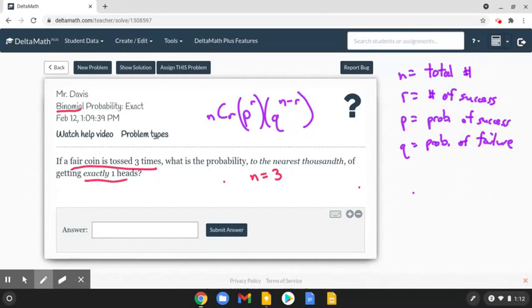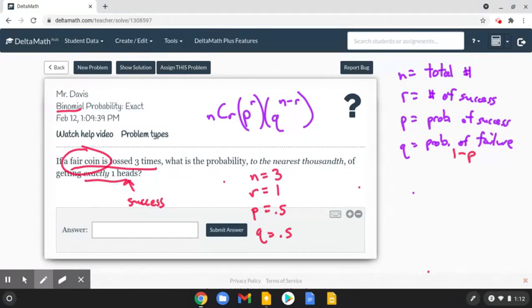So a head is defined as a success. So what is the probability of getting 1 head? That's going to be r. The number of successes would be 1. And then when we think about the p and the q, it doesn't explicitly say it in this problem, but you know that you're flipping a fair coin. So the probability of a success, again, a head is what we define as a success in this case, well, it's just 50-50, right? So we're going to say p is 0.5 and q is also 0.5. Remember, q is the probability of failure, which is also just 1 minus p, always.